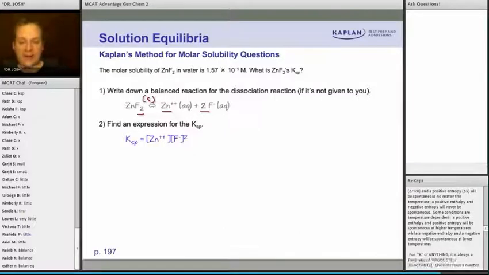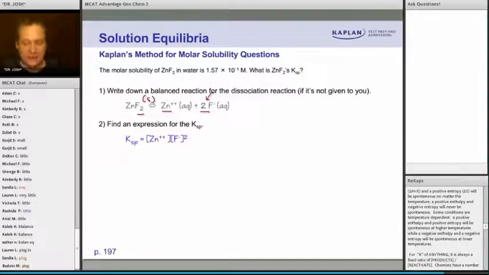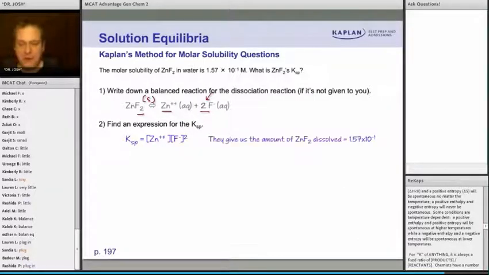Next, we write our KSP. And here, we're going to have the concentration of zinc times the concentration of fluorine squared. Remember, your balance coefficient becomes your exponent in the KSP. Now, what's our next step? After we've set up our KSP or our equilibrium constant: Step 1, write out a balanced reaction. Step 2, set up KSP. Step 3, what? Now we just plug in.